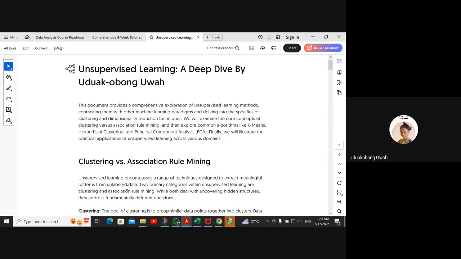Or you could group people, maybe in a supermarket or e-commerce sector, where you group customers based on what they buy, based on what they used to buy, based on their behaviors, and based on their attitudes. So that is what clustering means.